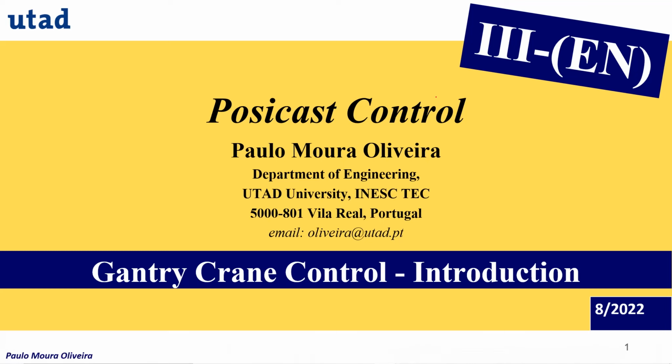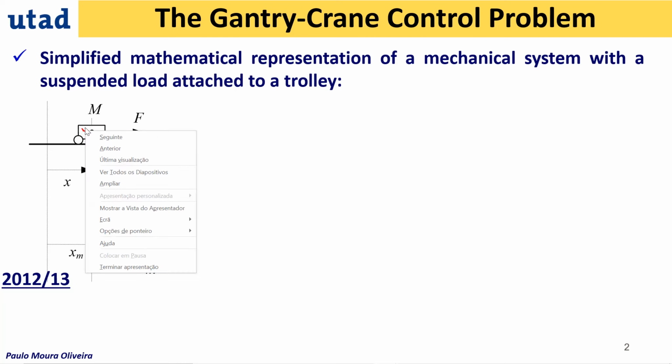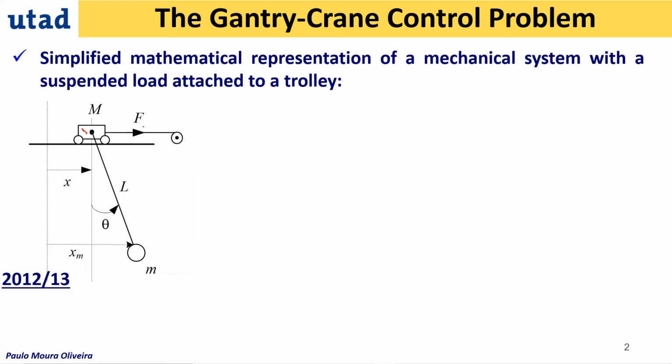In this video, we are going to continue to speak about the Posicast control. This is video 3 of the journey, and we are going to introduce a Gantry-Crane control problem. We are going to consider a simple mathematical model of this system, which is composed of a trolley or a car, this one here, which is going to be actuated by a force.